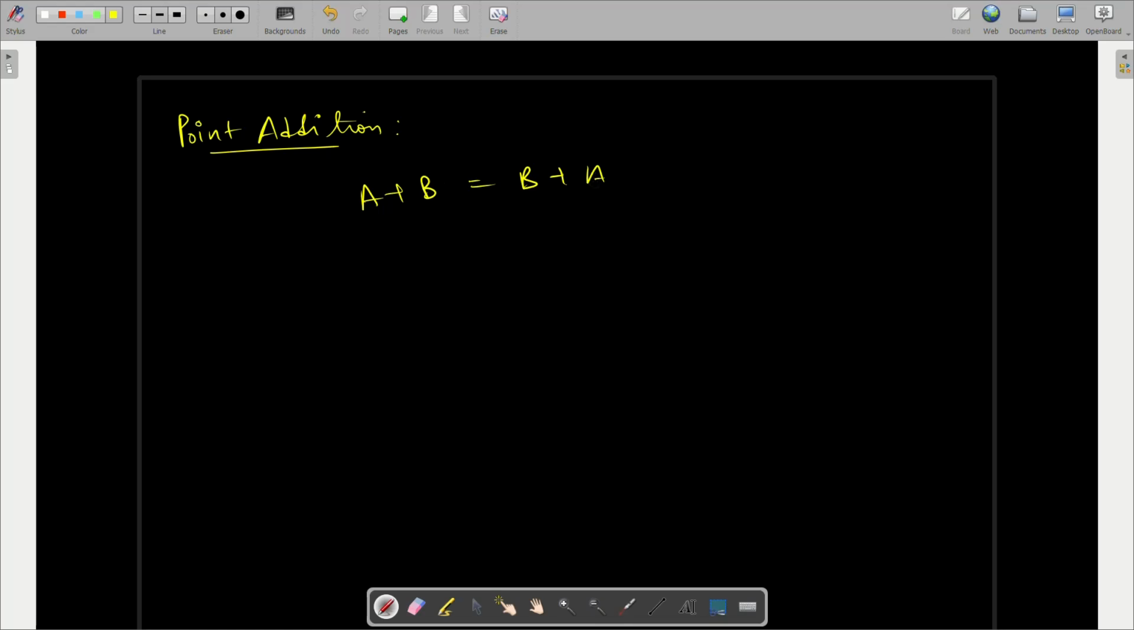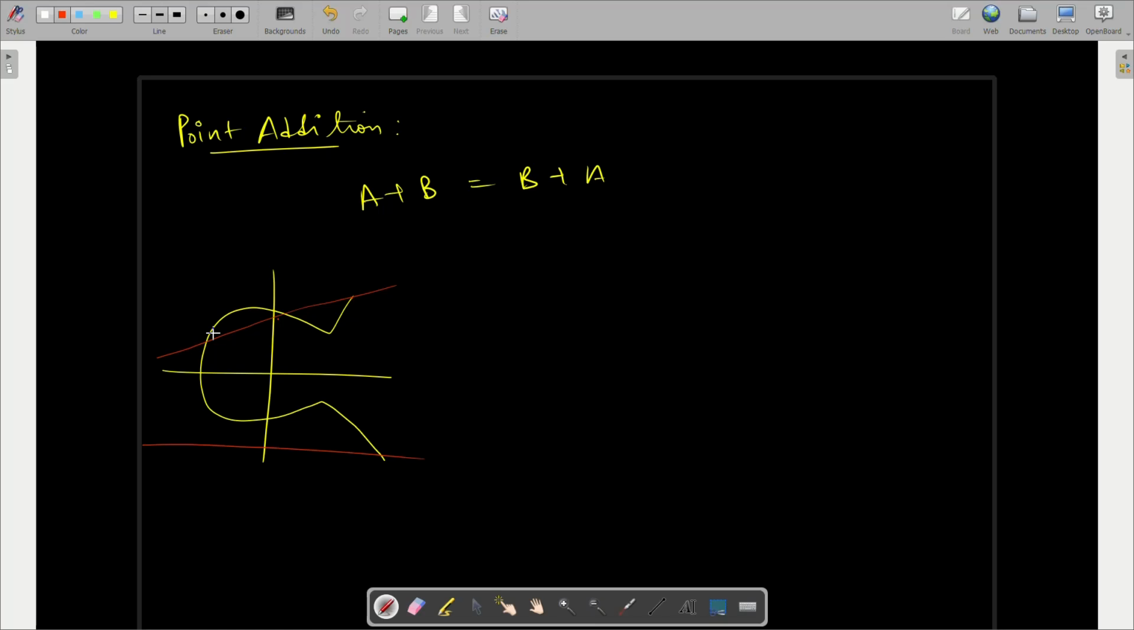The way we define point addition is that for every elliptic curve, a line will intersect either 1 point or 3 points, except for a couple of special cases. If this is our curve, the line would intercept at either a single point, or at 1, 2 and 3 points, right? Except for some very special cases.